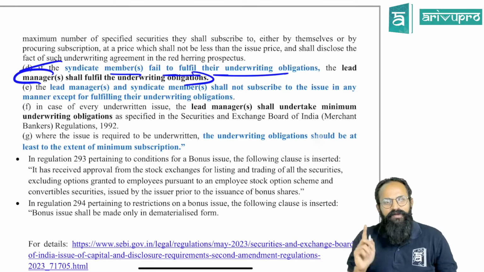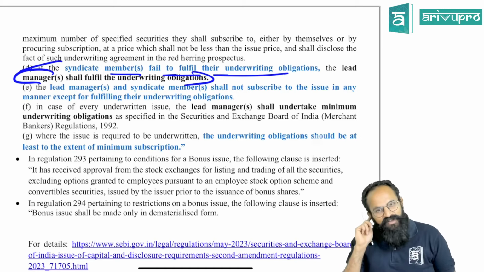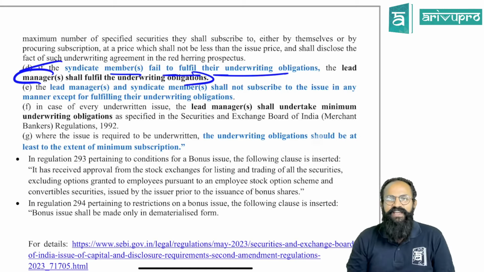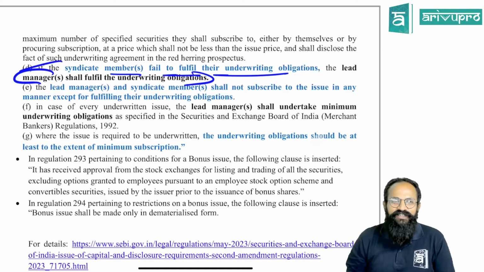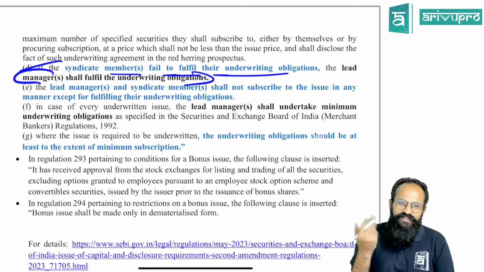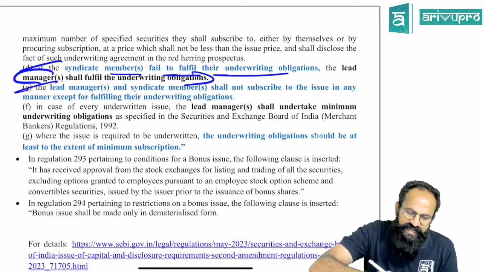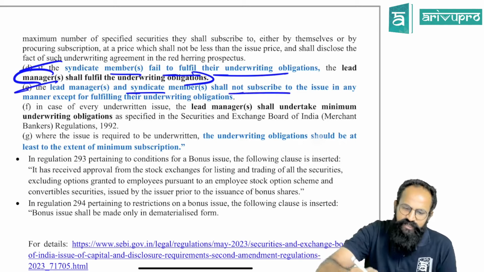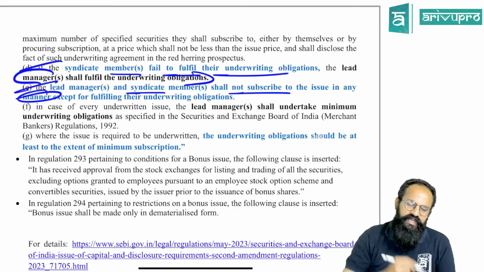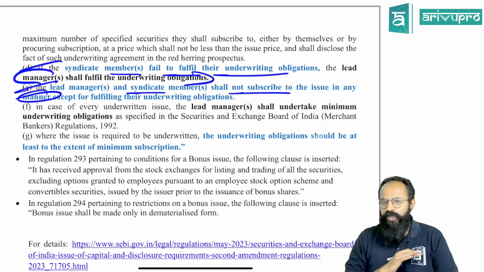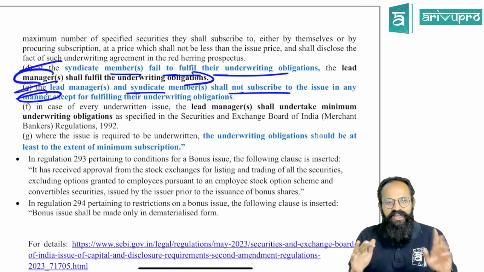People, this is not an amendment. It was already there. The 75% was already there. Then what is the extra part? The rejection part is what is extra. I'm just explaining the entire provision. That's all. Sir, the lead manager and syndicate member shall not subscribe to the issue in any other manner. Meaning, apart from this, you are not supposed to buy the shares in any other way.